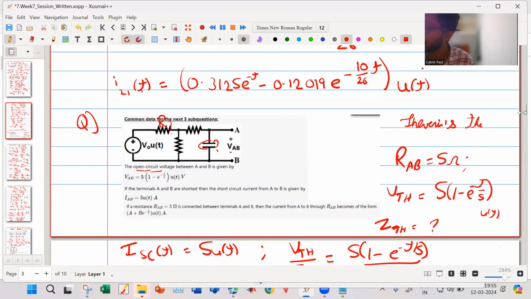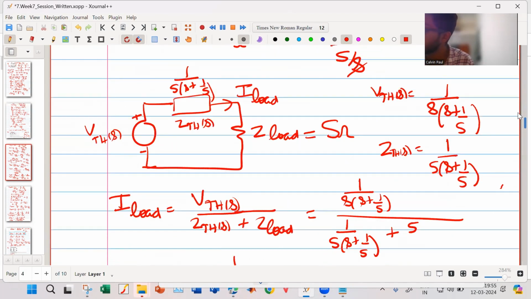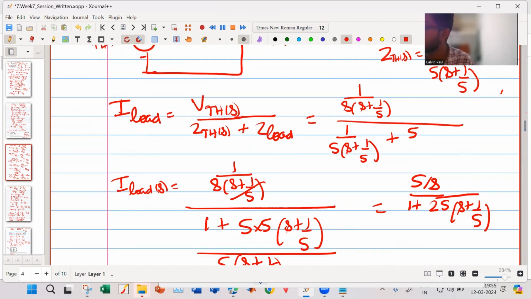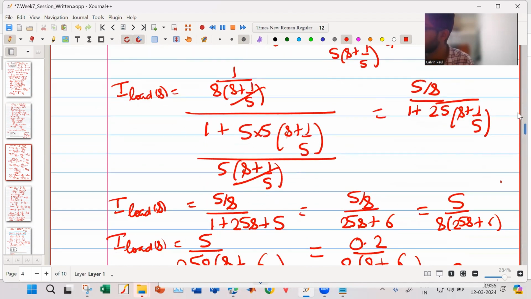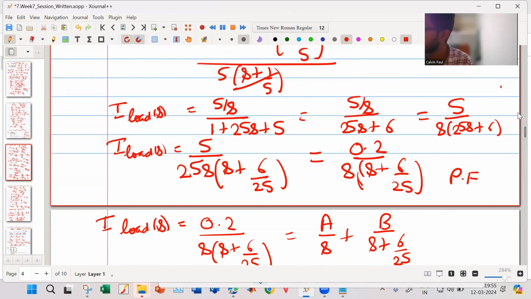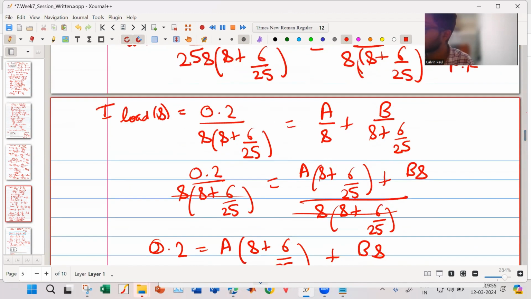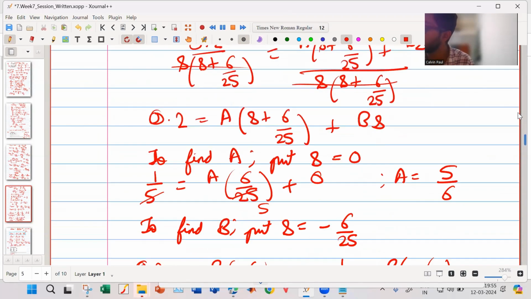Similarly, we had to use Thevenin's theorem to solve this sum. All these resistor and capacitor values we don't know, but we know that the open circuit voltage is given by this expression and the current is also given by this expression. Once I know this information, I can find my Z Thevenin. Then they tell us to connect a 5 ohm resistor load, and when I apply Thevenin's theorem, I can get my load current. For solving this, again, you need to use partial fractions.